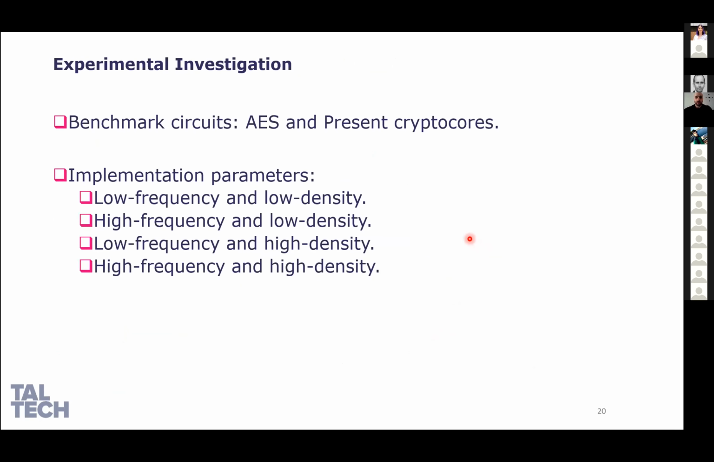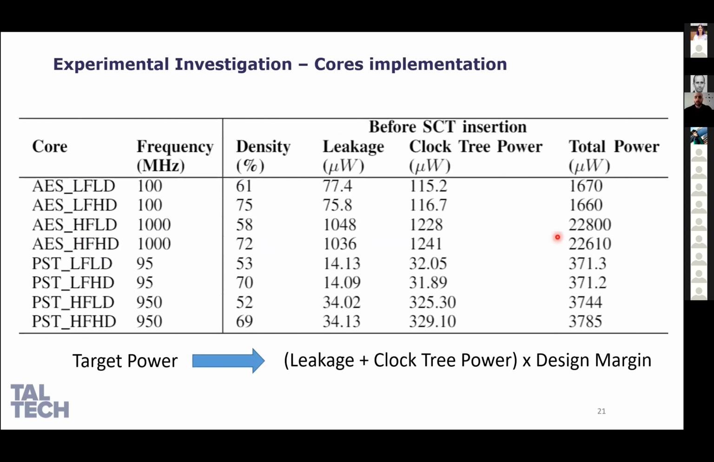placement. For our experimental investigation, we utilize 2 crypto cores, the AES for its popularity and the PRESENT for its novelty in lightweight. To show the capabilities of the ECO, we implement those 2 cores, modifying these parameters here, the operational frequency and the density of the implementation. We start with a very low frequency, very low density, until the high frequency and the high density. These are the standalone implementation results.